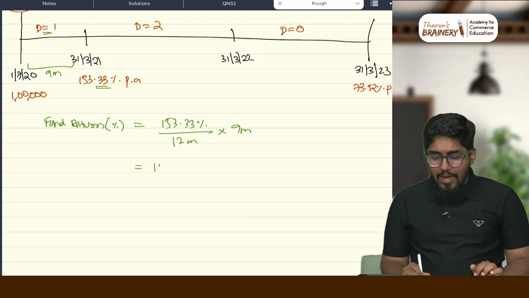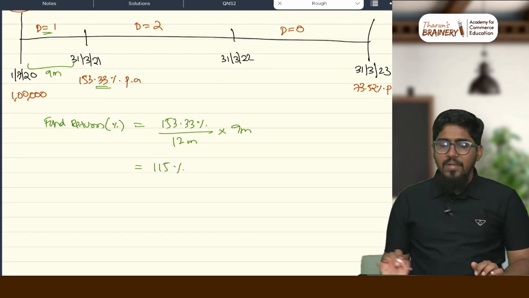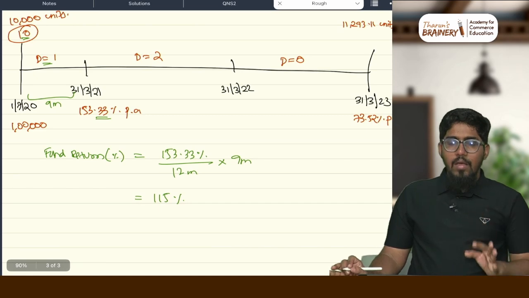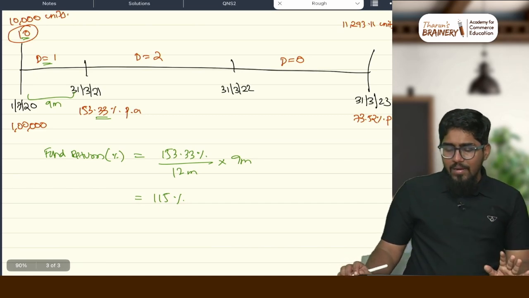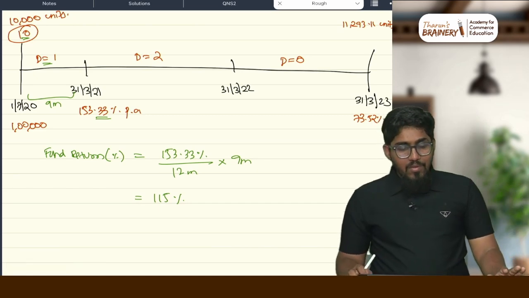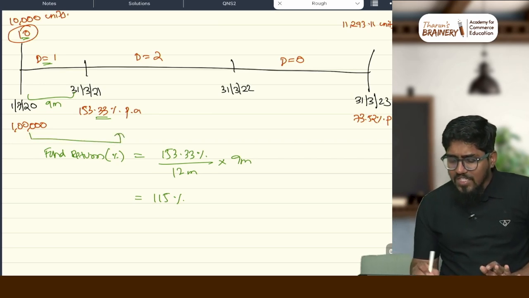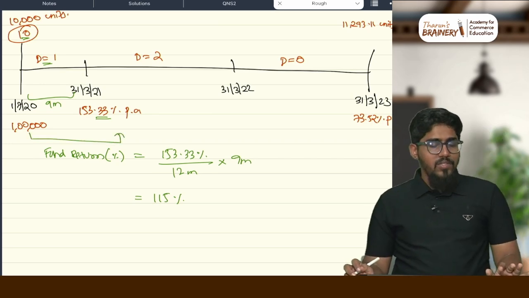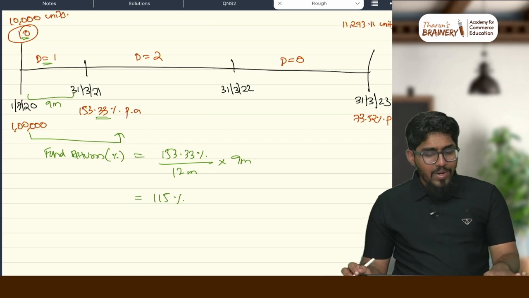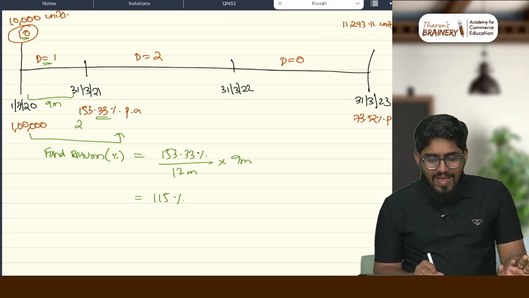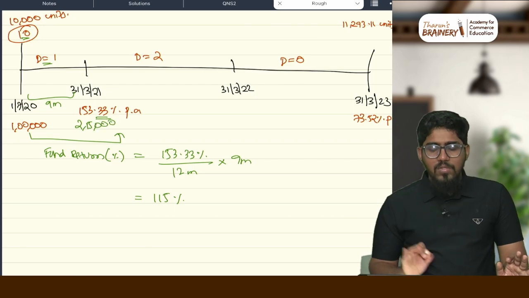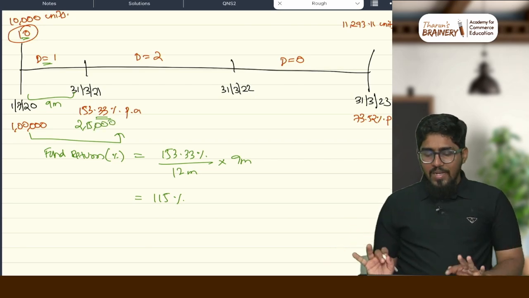You are getting 115 percent, which means my fund has given me 115 percent, which means this 1 lakh rupees has increased by 115 percent. Clarity? So my value is 2,15,000 rupees. This much clarity you are having.